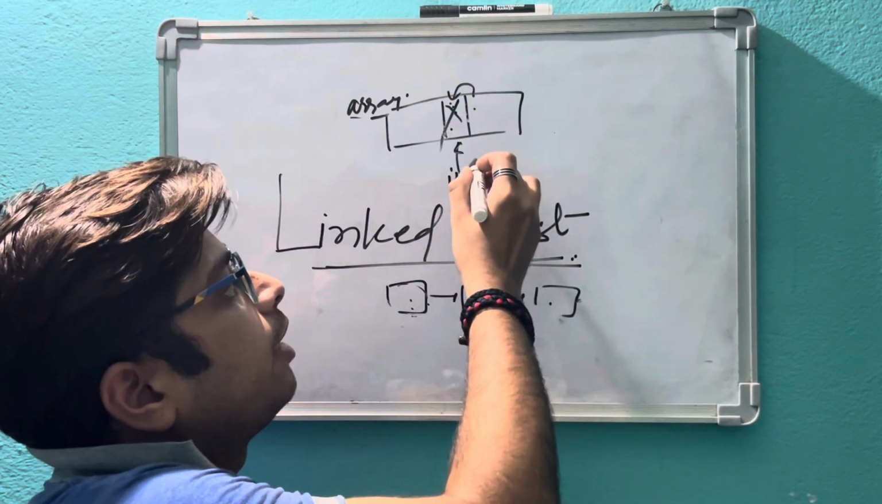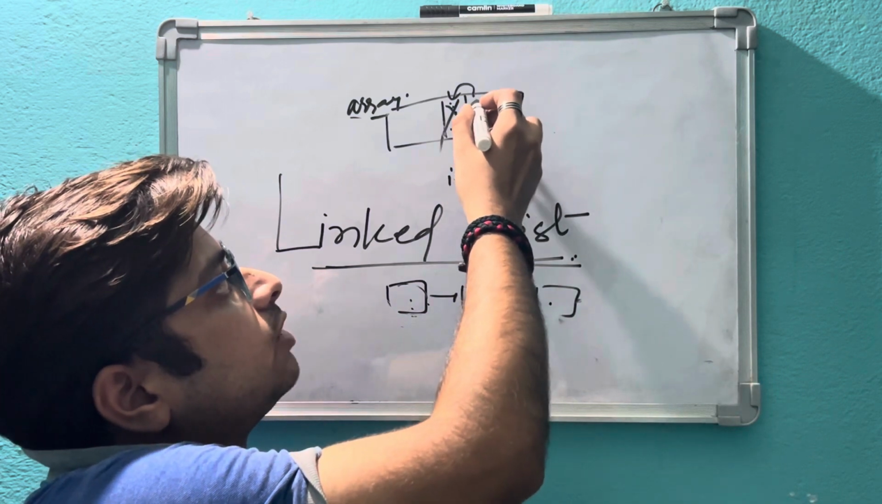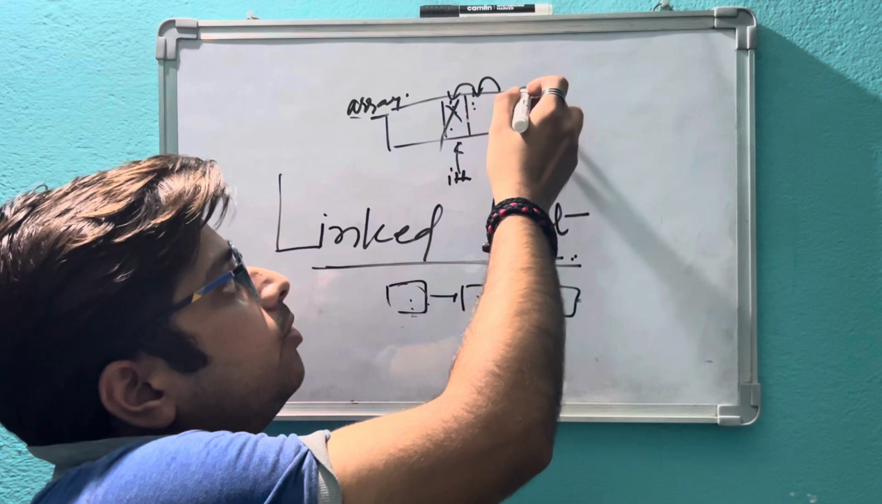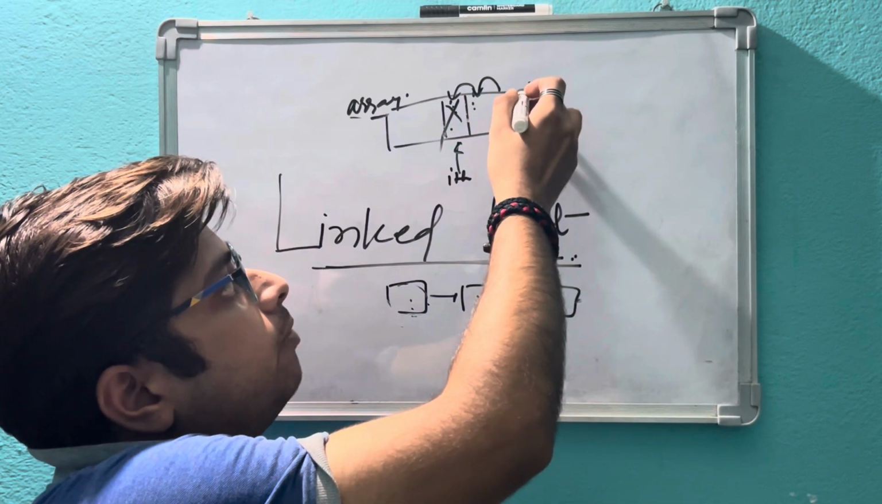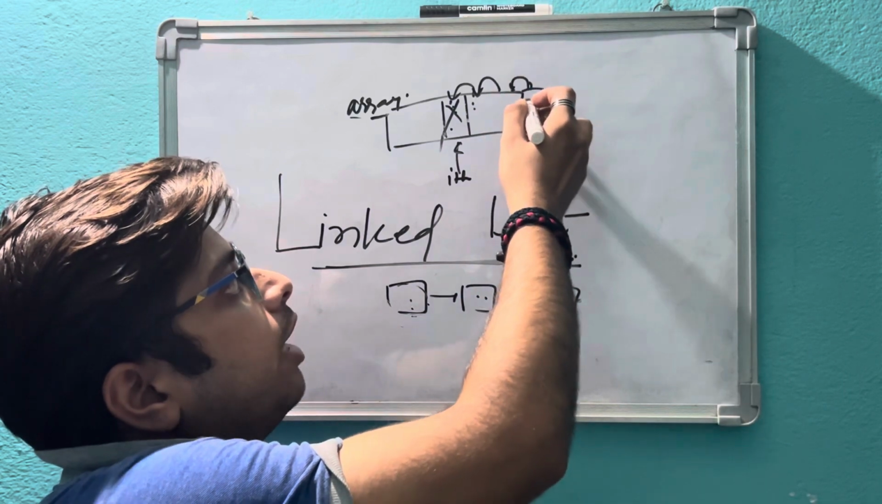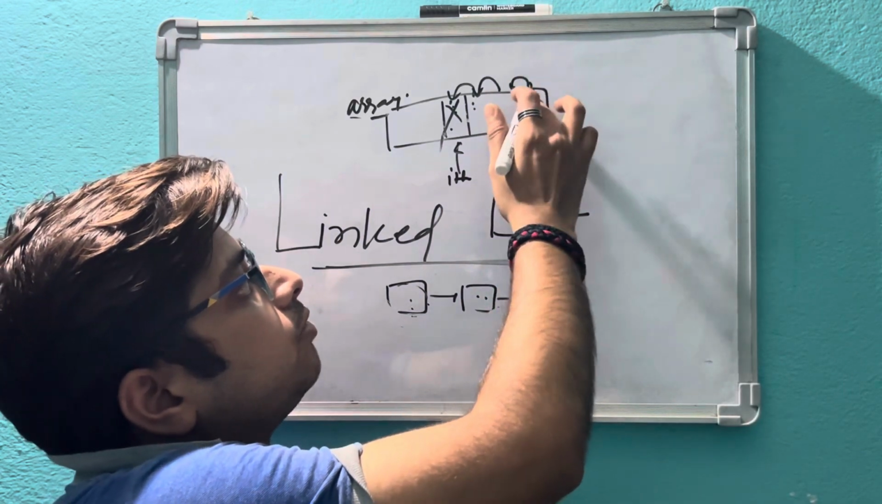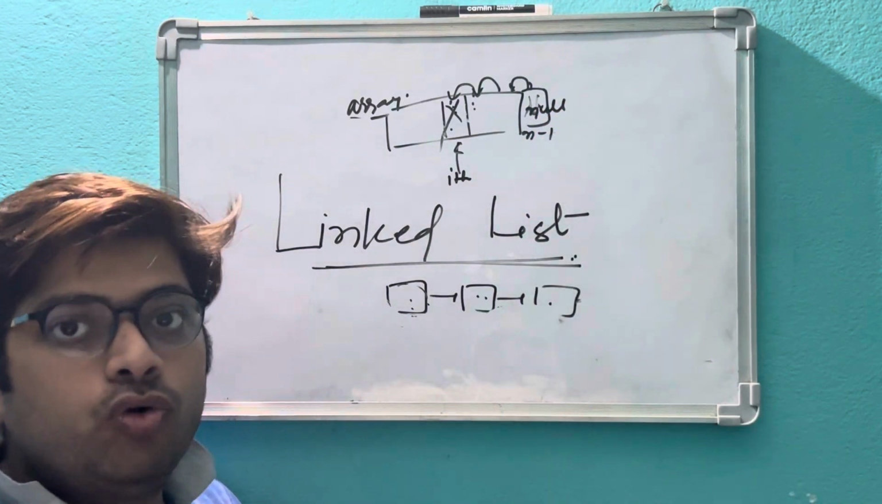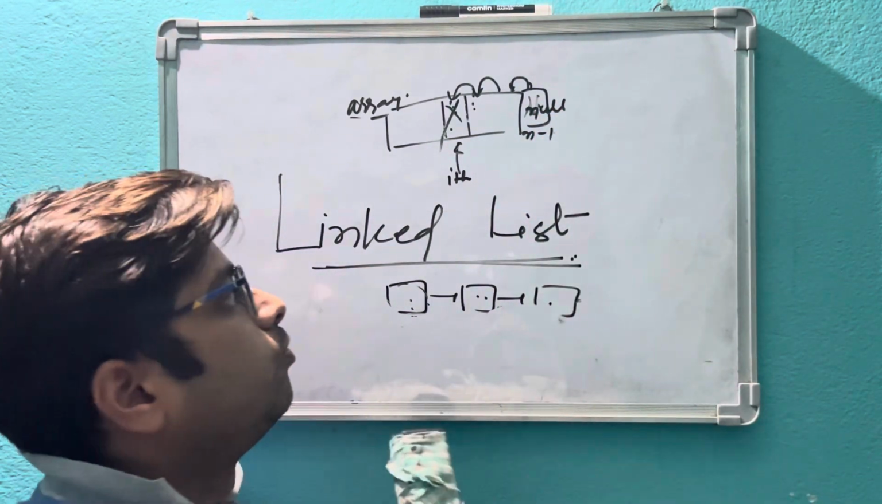Let's say it is on the ith position, then I have to shift i plus one to i, i plus two to i plus one, similarly, and the element at the last node, that is n minus 1 to n minus 2, I have to shift. And afterwards, this position would contain a null value. There will be no valid value in that particular position.